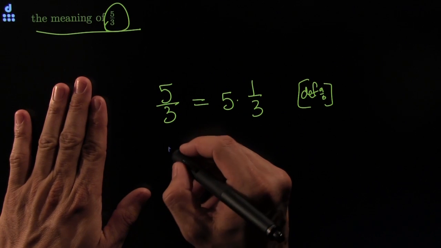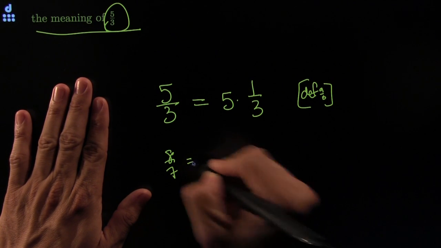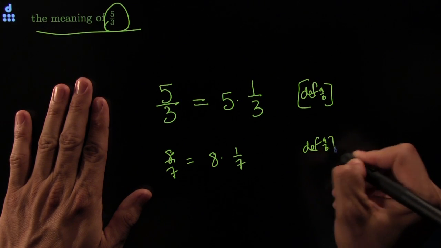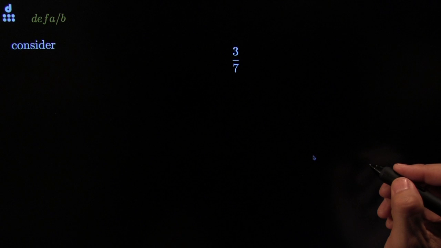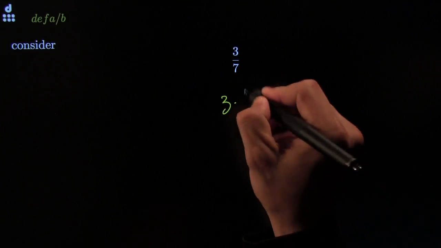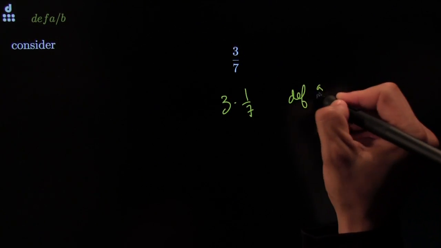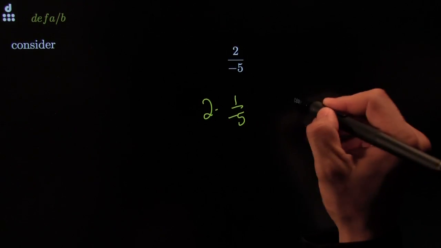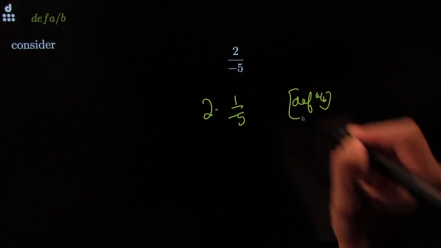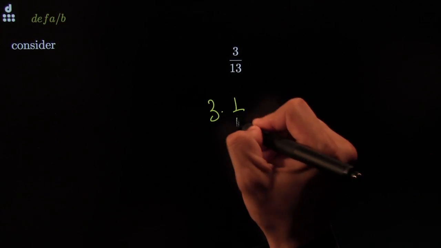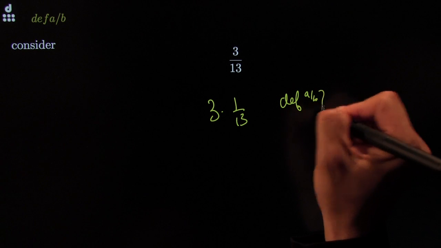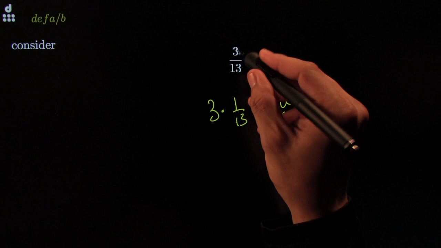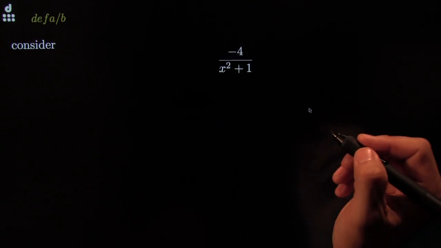So you may want to practice that a few times. 8/7, what's the definition? It means 8 times 1/7. That's the definition of A/B. It also works backwards. We have a couple more examples. This, of course, means 3 times 1/7 by definition of A/B. This means 2 times 1/-5 by definition of A/B. And this means 3 times 1/13 by definition of A/B. All you do is take this 3 to the side as a coefficient and replace the numerator, the thing on top, with a 1. That's the definition of a fraction.